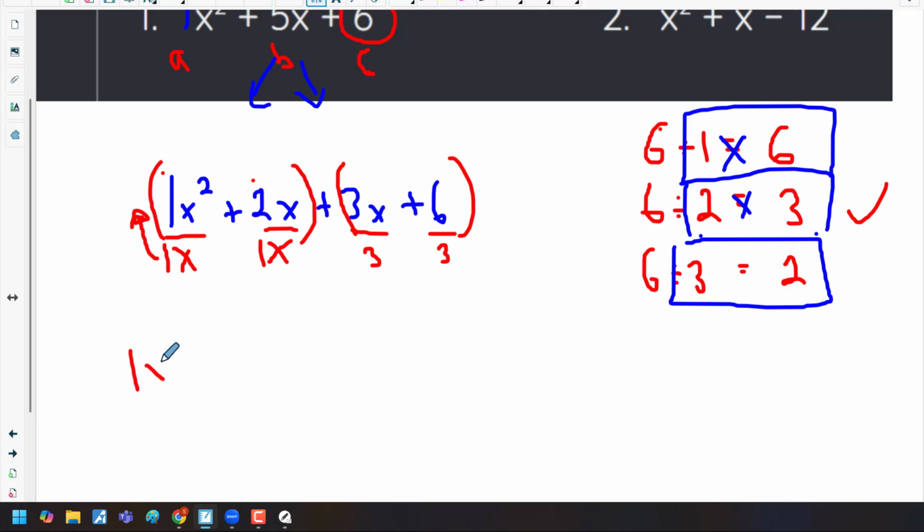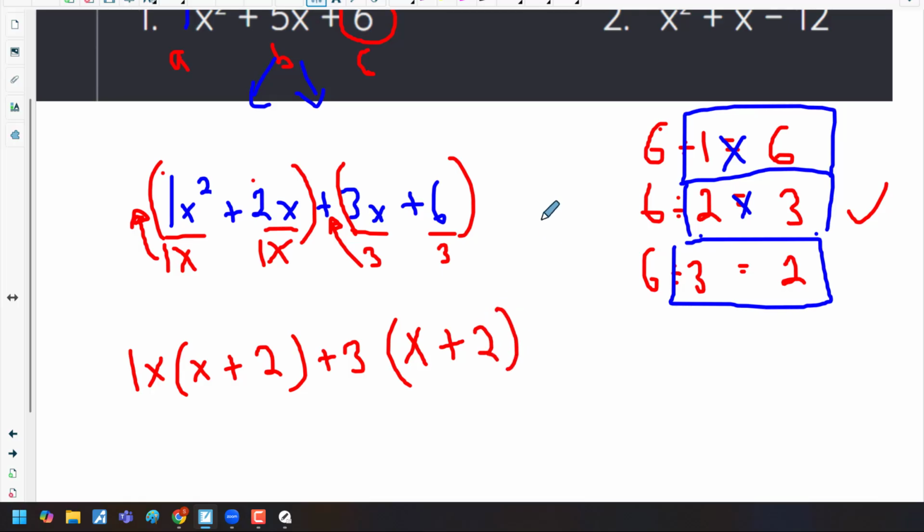I'm going to have 1x times... now what is 1x squared divided by 1x? It's just x, and we got that plus sign. And what's 2x divided by x? Well, it's just 2. Here we're dividing by 3, and it's positive, so it's going to be plus 3. And in the bracket, we have what's 3x divided by 3? Well, 3x divided by 3 is just x, and we got that plus sign, and 6 divided by 3 is just 2. Now you know you did this right if these brackets are exactly the same.